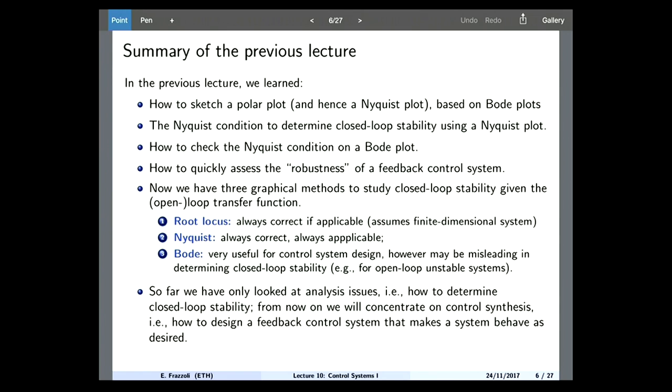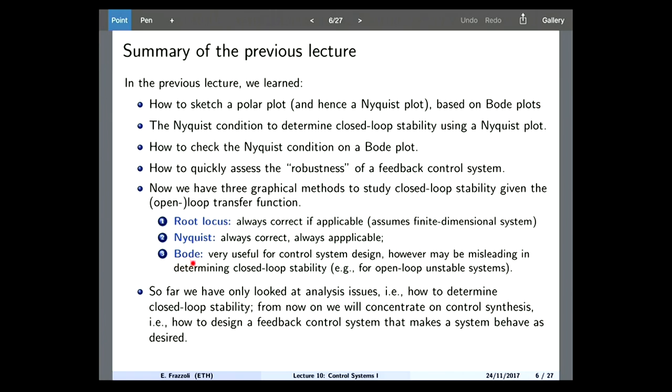Nyquist, it is always correct, always applicable. It is a pain in the neck. Sometimes it can be a little bit hard to draw, it's non-intuitive. Okay, so people usually hate using it, but that's the only 100% reliable method for assessing closed loop stability.